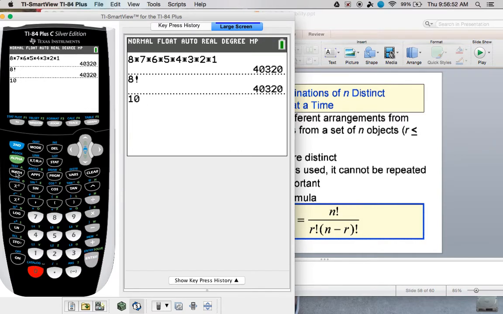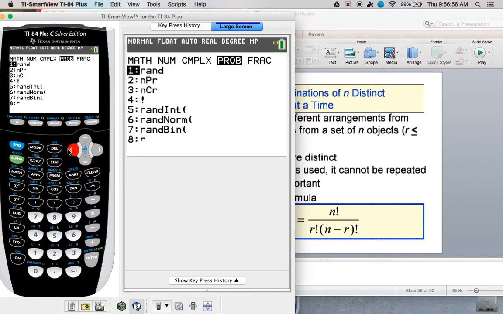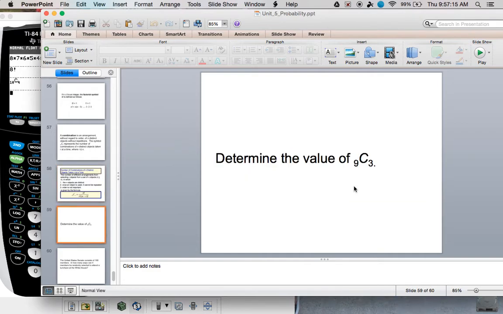I go to math, probability, option 3, 10 nCr 4, and I got 210 ways. If I have 10 people and I want to take 4 of them on a class trip, there's 210 ways. You can maybe practice with this.